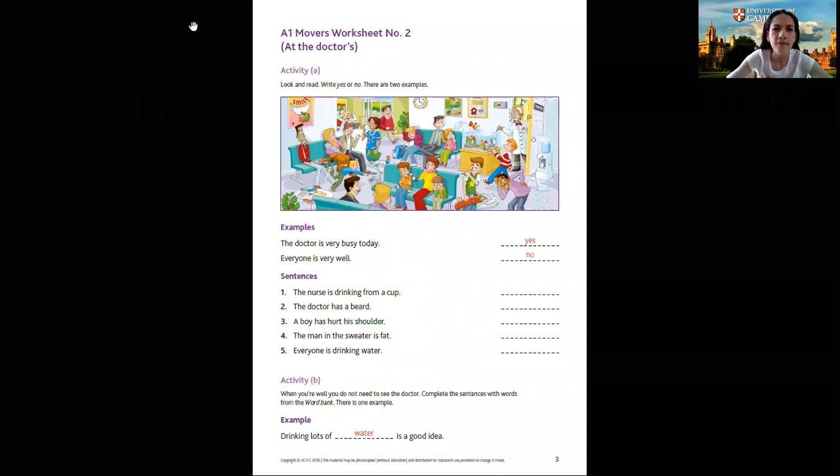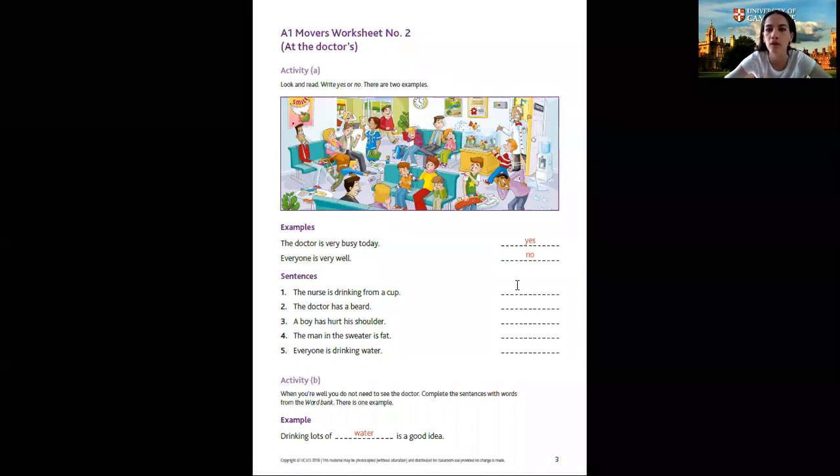Okay, this is a very similar exercise to the Cambridge test. It says look and read, write yes or no. There are two examples. In this kind of exercise during the test, my suggestion is first, observe everything in the picture. Observe people, observe things, observe the colors, okay? Because we are going to write only yes or no. For example, the doctor is very busy today.